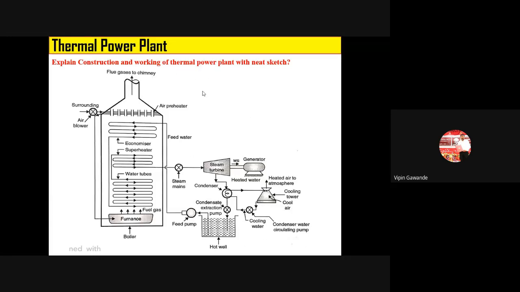Now, for the remaining power plants, you keep this diagram as it is, the half portion. So this diagram stays the same for the remaining power plants: steam turbine, generator, cooling tower, condenser, hot well, and feed pump. Only one part is changed.